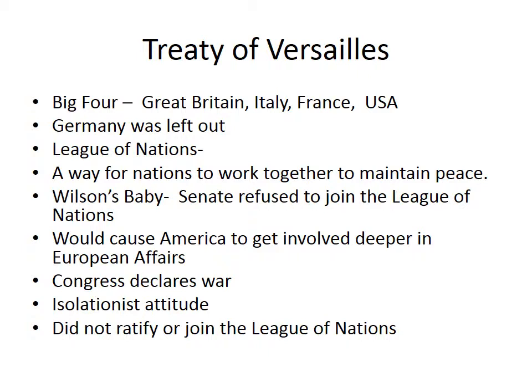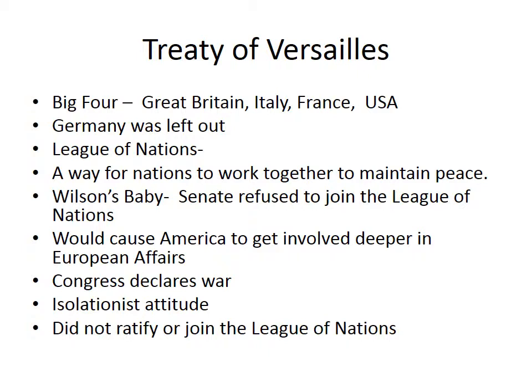And this is important because they're going to want to punish Germany, and they're going to set very, very harsh punishments for Germany for starting the war so that they don't do it again. Of course, we talked about the League of Nations and how it was Wilson's baby, and how it's going to cause America to be able to participate in European affairs. But America doesn't want to be involved in European affairs.